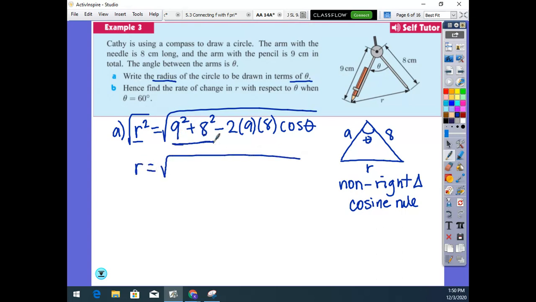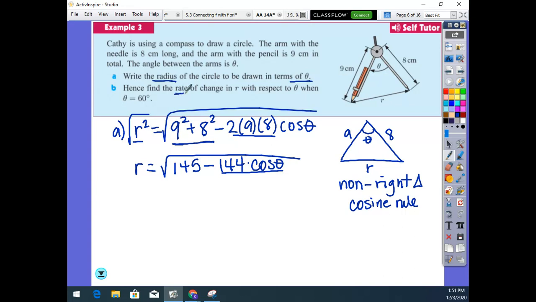So I'm going to actually add these together. That's 145. Minus, multiply all these together. That's 144. Be very careful because these are being multiplied. This is all connected. You cannot subtract this. I have to multiply these two together first. All right, this is letter A.